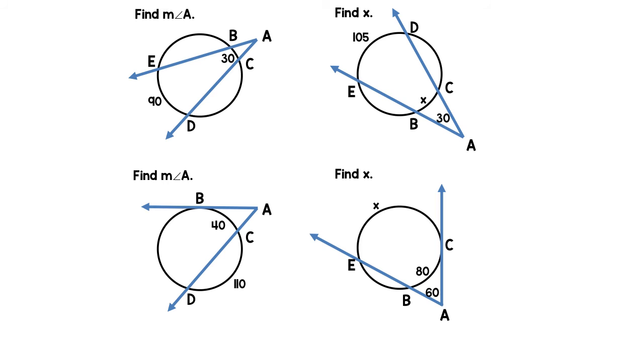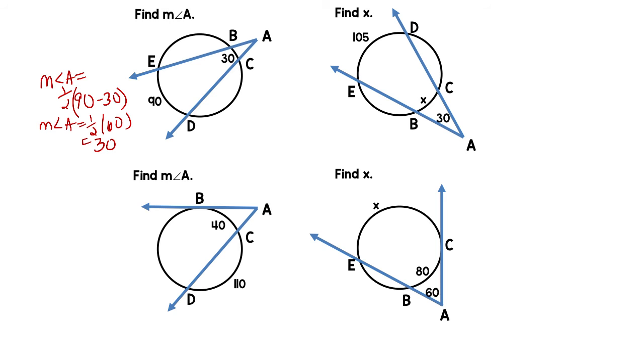Well, the measure of angle A is going to equal, let's scoot over a little bit. Measure of angle A is 1/2 outer, furthest from the vertex, is 90, minus inner arc, 30. That means the measure of angle A is 1/2 of 60, otherwise known as 30.